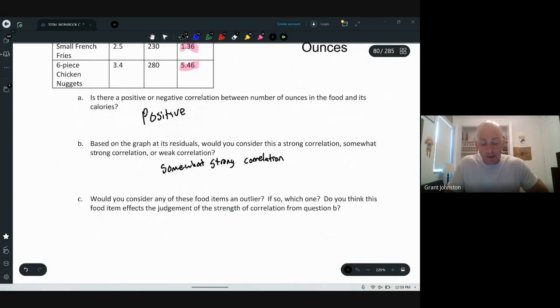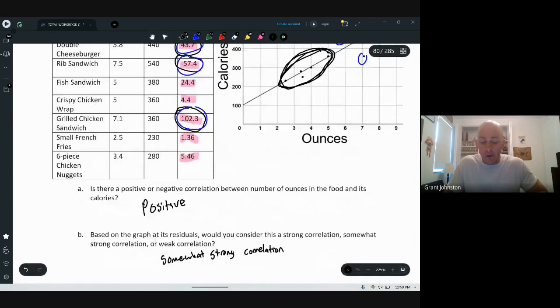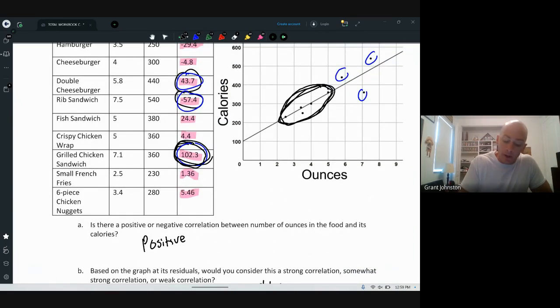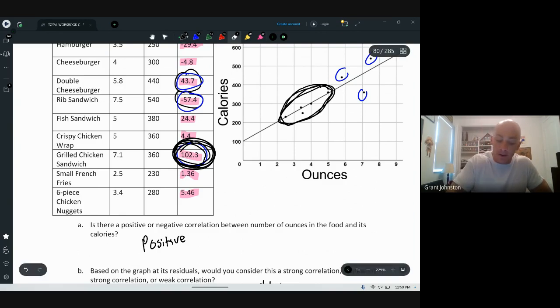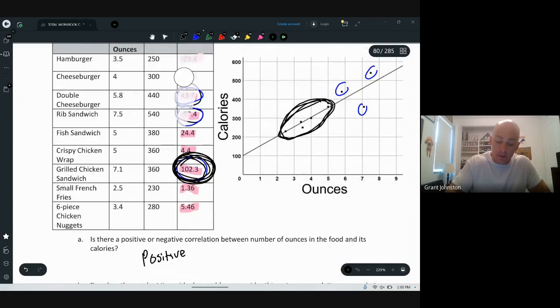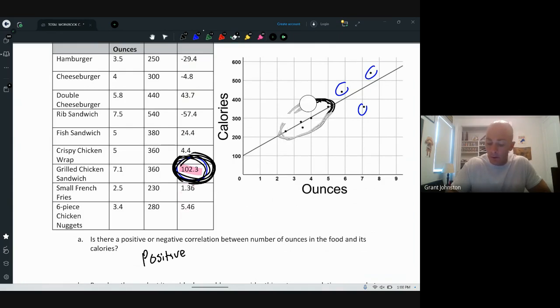Now C says, would you consider any of these food items an outlier? If so, which one? Okay, so you see that when I circled the 102.3, I'm going to go ahead and say that's the outlier because that residual is quite large. And let me erase some of this other stuff so as to not make this so messy. And if we look at this graph as a whole, sorry, I was trying to erase this all.